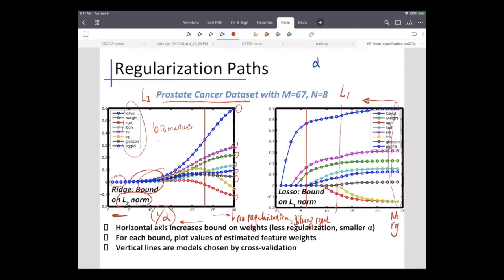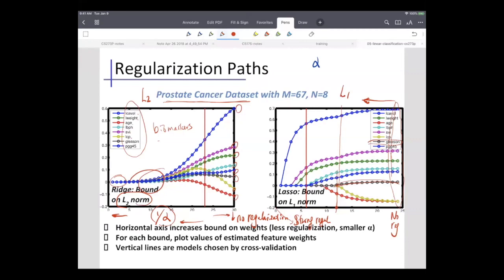After a certain point here, one parameter, one feature, will drop. When your regularization reaches this point here, this is the feature corresponding to the Gleason. You can see this Gleason feature will drop right away. The first feature to drop is Gleason. Essentially, among those features here, Gleason is the least important one, so you can remove that. In this case, the parameter is exactly zero.